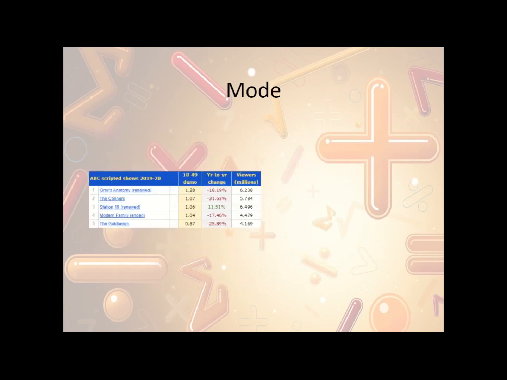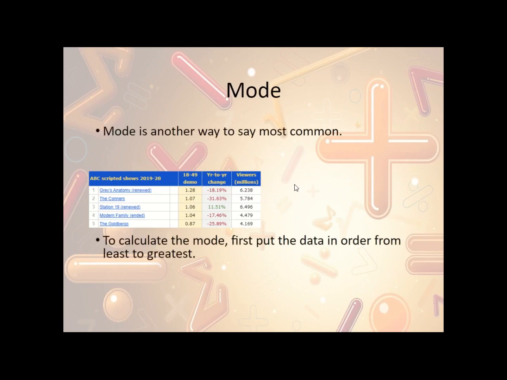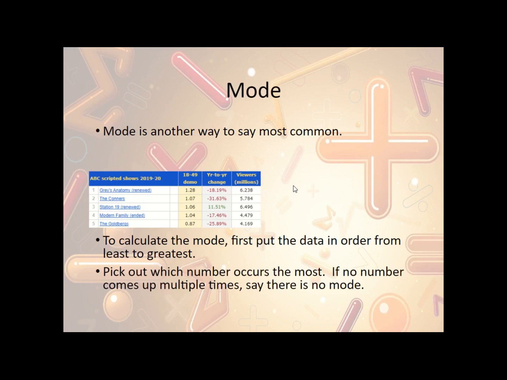Now let's look at this one. So we're back to our ABC viewership. So again, we're going to put them in order from least to greatest and then figure out which one occurs most. So we got 4.169, 4.479, 5.784, 6.238, and 6.496. We should notice that there's none of them that occur more than once, so therefore there is no mode.